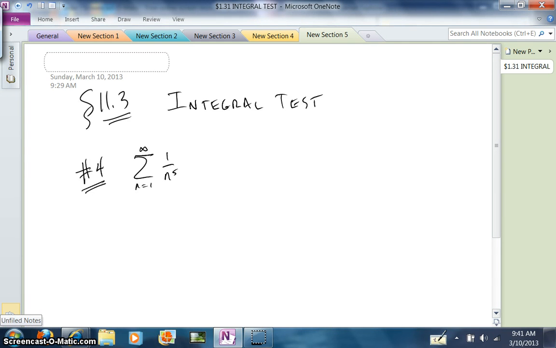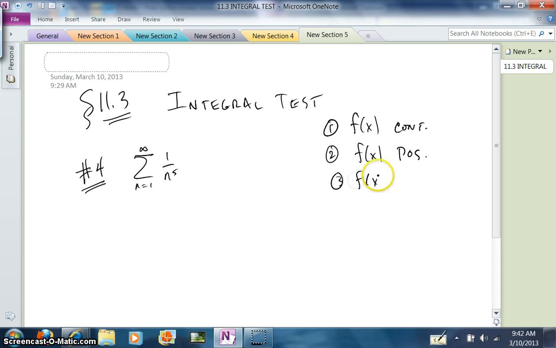Here's some problems from 11.3 from Stewart. This is on the integral test. Now the integral test has three conditions in order to apply it: f of x continuous, f of x positive, f of x decreasing. And those all have to happen for x greater than or equal to 1.